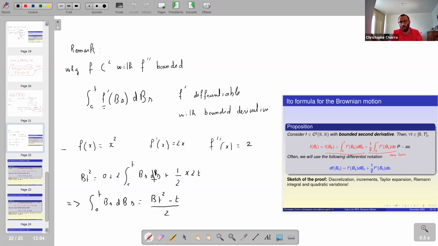So now what we are going to see together is that the proof of this one is in fact not that complicated. The proof is in fact simple.